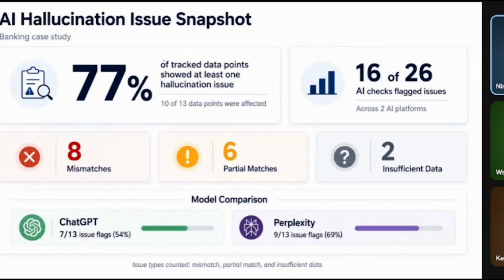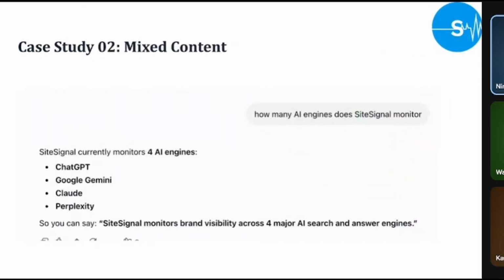So that is the first case study. The second one is, recently our team found this mixed content issue. How many AI engines does Site Signal monitor? If you go and ask, it will tell you 4 AI engines, but actually we have 5 engines. 4 engines are live, and 1 engine we are testing at the moment.